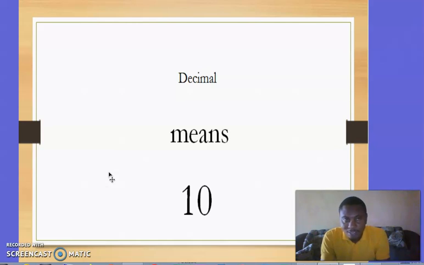So dec actually means 10, while nov actually means 9. Then you have sept, which means 7. Then oct, which means 8.